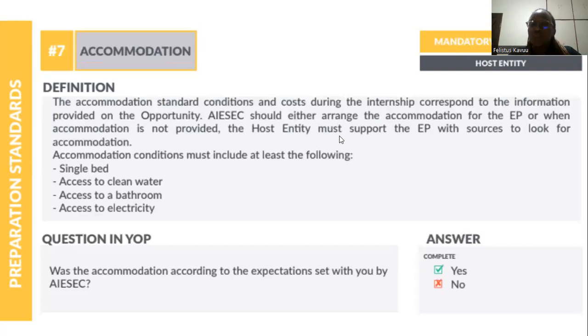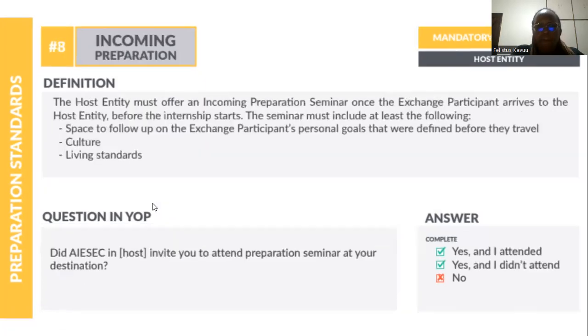So, accommodation. This defines where the EP will be staying. Remember, this is a mandatory standard, it's very key. The EP must get at least a single bed, access to clean water, a bathroom, and electricity. Those are just the bare minimum.